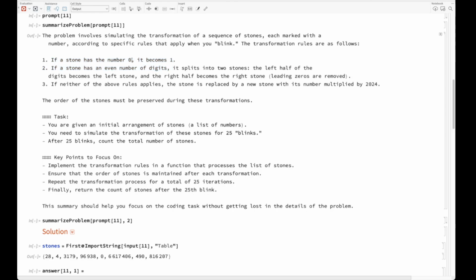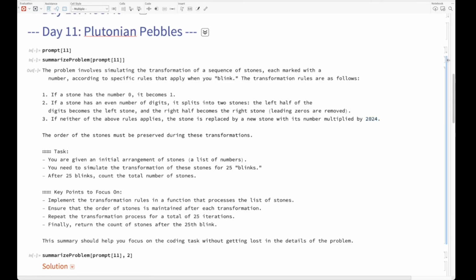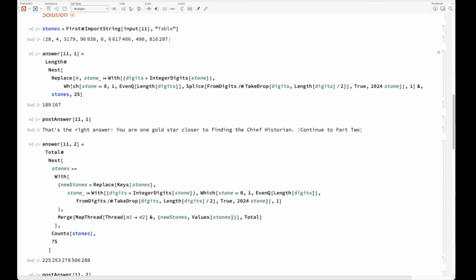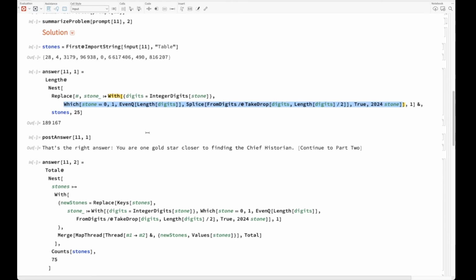If the stone has the number 0, it turns into 1. If it's even, then it splits into 2 stones. If it's neither, then it's multiplied by 2024. So just have these rules. I just encode it by a simple Which. Maybe you can make it cleaner, but it's fine.